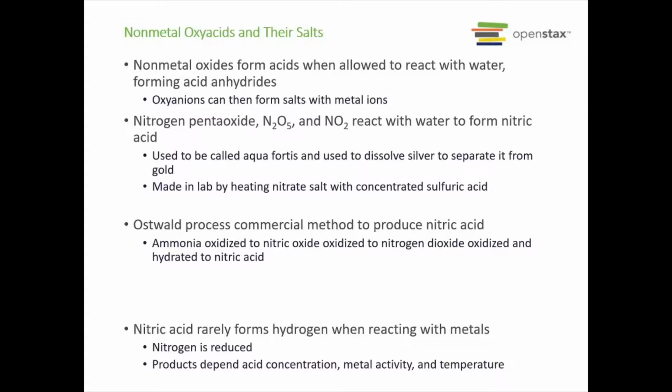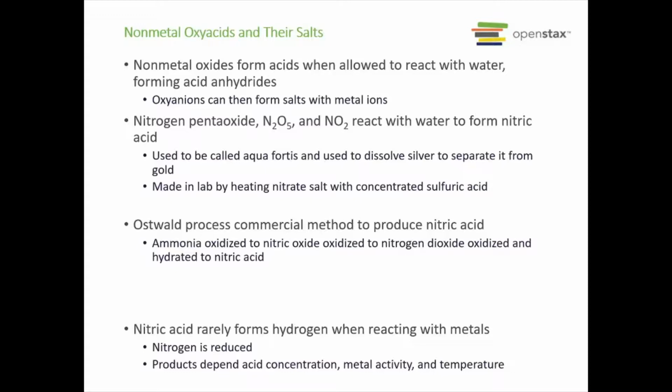The Ostwald process is the commercial method used to make nitric acid. You take some ammonia and oxidize it to nitric oxide, which is then oxidized to nitrogen dioxide, and that's oxidized and hydrated to nitric acid.